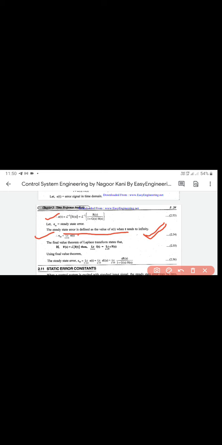Now the final value theorem for the Laplace transform states that if F of s is equal to the Laplace transform of f of t, then according to the final value theorem, limit t tends to infinity of f of t is equal to limit s tends to 0 of s into F of s. This is the final value theorem of the Laplace transform.